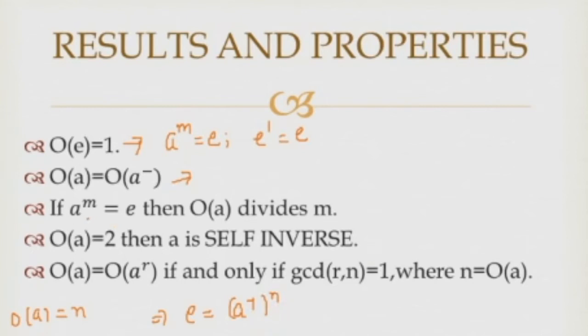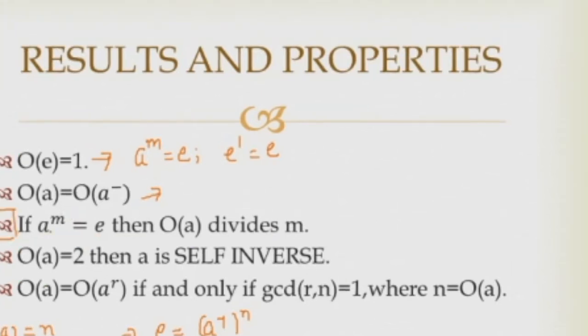Next property says that if a raised to the power m is identity, then order of a divides m. It's a very important property and mostly misread property. Whenever you find that in a group x raised to the power, say, 5 is equal to identity, immediate conclusion, mostly the immediate conclusion will be order of x is 5, which is not true.